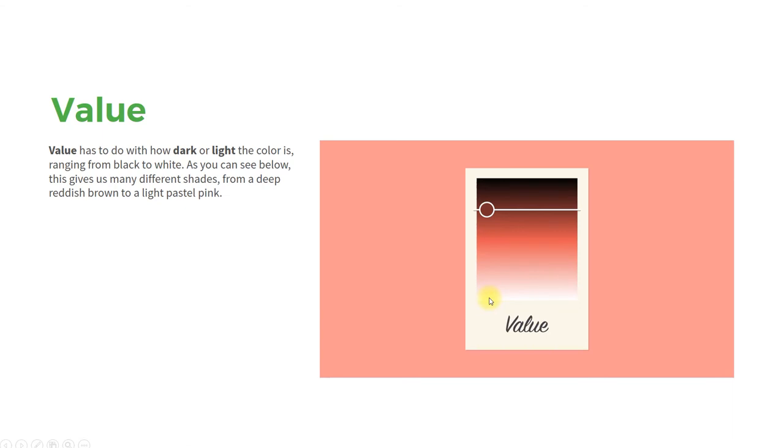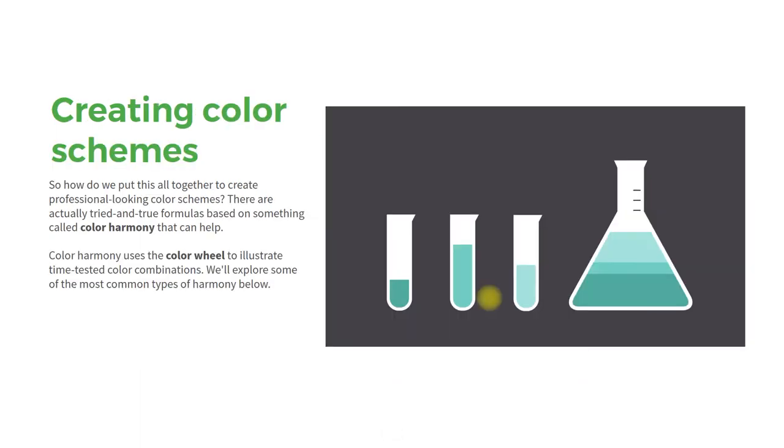So if you are asked to increase the brightness or the darkness of the color, you are asked to adjust the value. So now let's get down to real business. How do we put all this together to create professional looking color schemes?